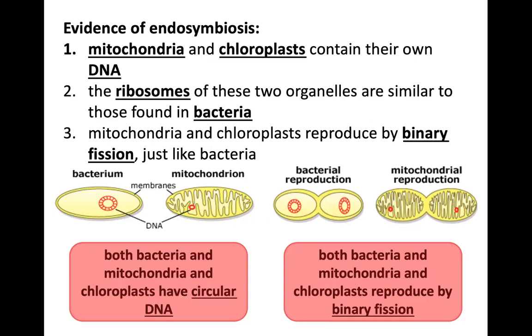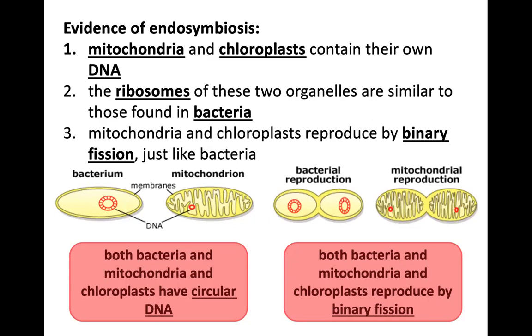The second piece of evidence is that the ribosomes of these organelles are similar to those that we find in bacteria. Remember way back when we did prokaryotic and eukaryotic cells, we talked about some things that we found in both. And then we talked about things that are specific to prokaryotes and things that are specific to eukaryotes. So ribosomes is one of those things that we would find in both.